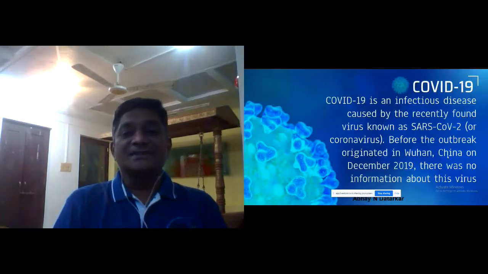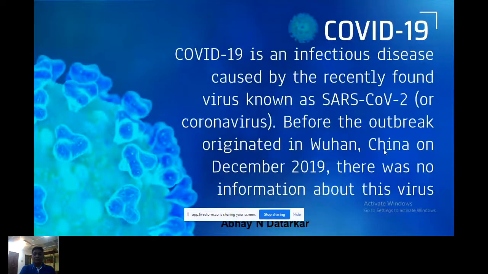All of us know that COVID-19 is an infectious disease caused by the recently found virus known as SARS-CoV-2, or coronavirus. Before the outbreak originated in Wuhan, China in December, there was no information about this virus. Everybody must be eager to know what this SARS-CoV-2 virus is.